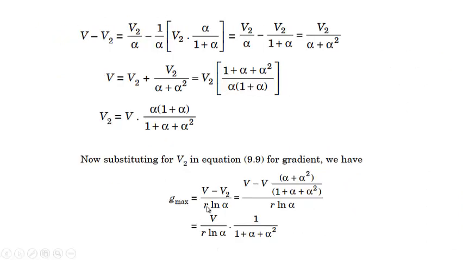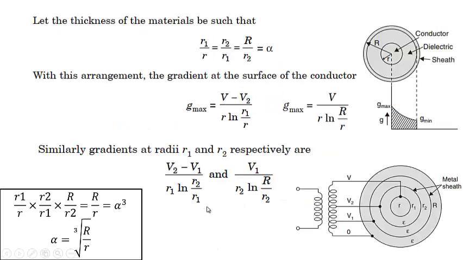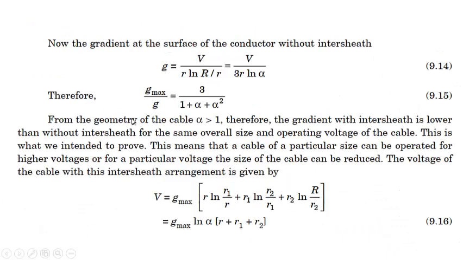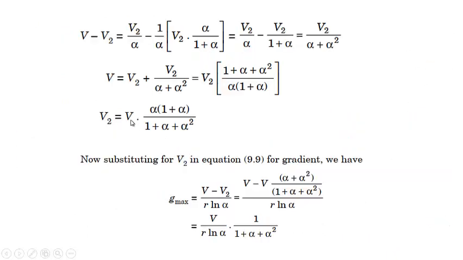So (V minus V2) divided by R ln of alpha, you can see from here, this will remain as it is. We have to put the value of V2 in terms of V. So V2 in terms of V will be this, and it comes out to be this. And finally, this will be V divided by R ln of alpha into 1 divided by (1 plus alpha square). So this is the final G max with intersheath.